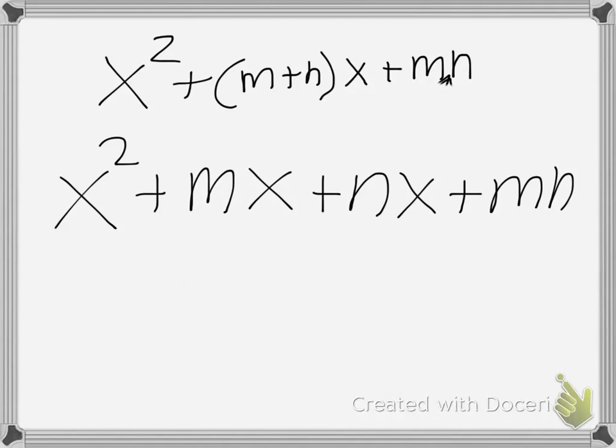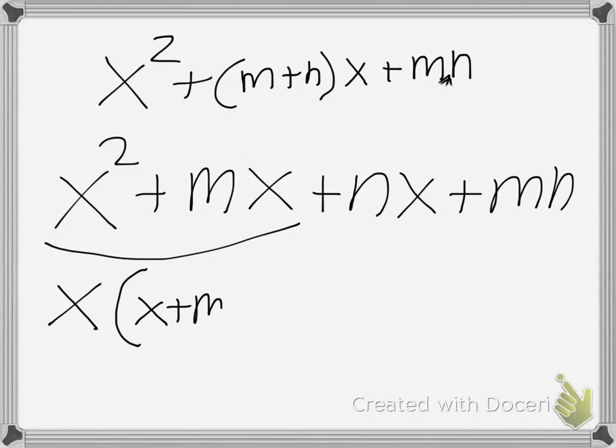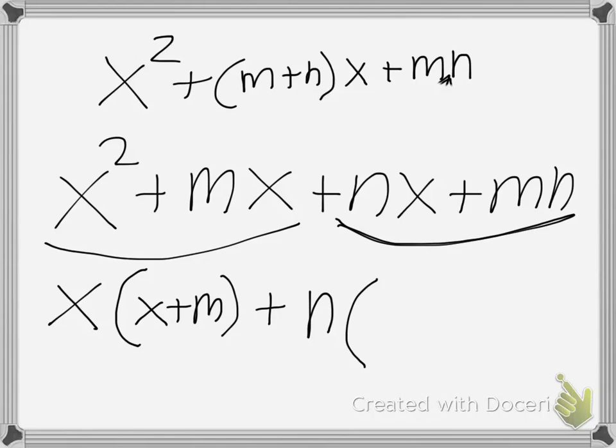And then what we can do is we can factor this. So we can factor out an x, and we get x times (x plus m) right there. And then we can factor this part. We can factor out an n, and if we do that, we get n times (x plus m), because if you multiply this out, you will just get this. So this is our substitution.